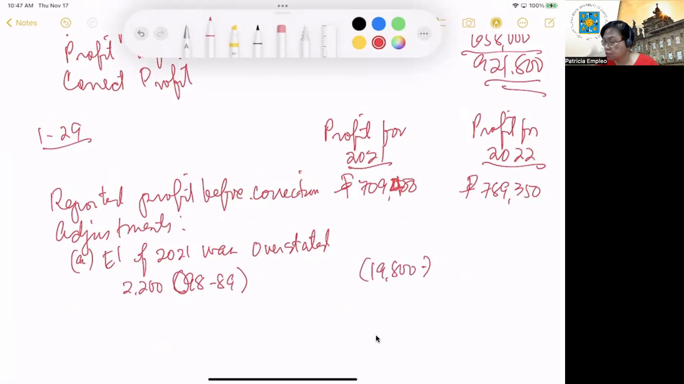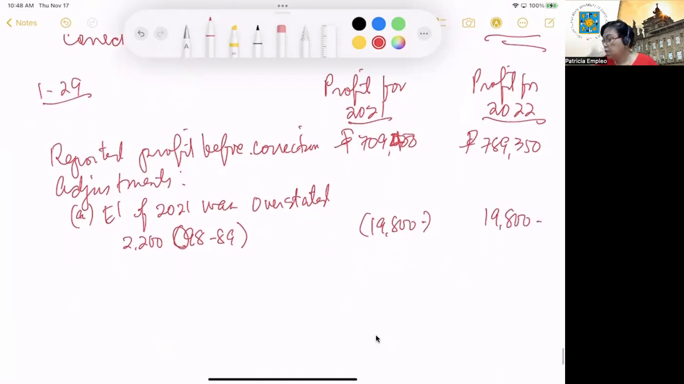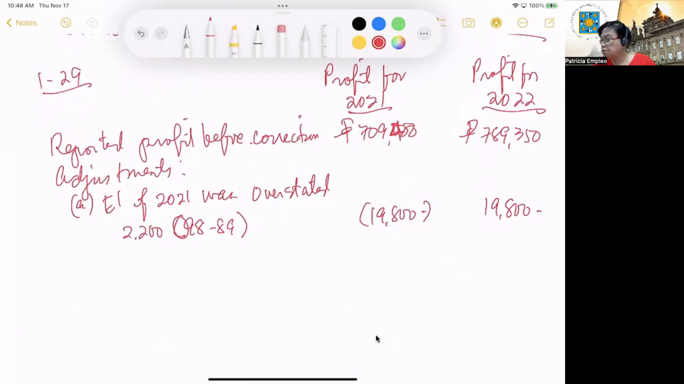inventory of 2021 would become the beginning inventory of 2022. And because it was overstated by 19,800, that means, because this is beginning inventory now, that the effect on profit is inverse. So we have understatement in profit of 2022 for 19,800.